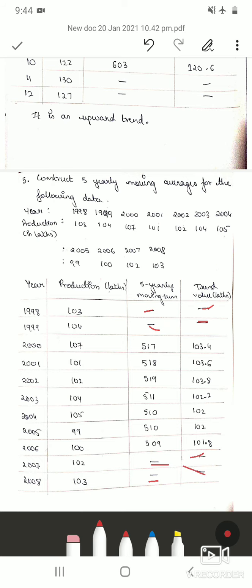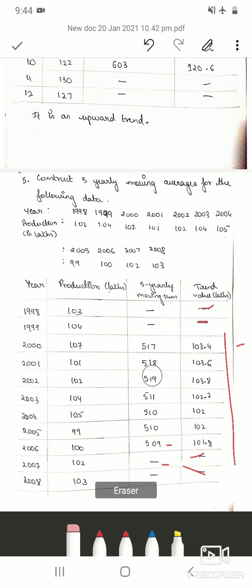To calculate the trend values, divide the 5 yearly moving sums by the M value, which is 5. Therefore the first trend value is 517 by 5, which is 103.4. 518 by 5 is 103.6. Similarly up to the last value, which is 509 by 5, which is 101.8. So these are the trend values. This is how you calculate 5 yearly moving averages.